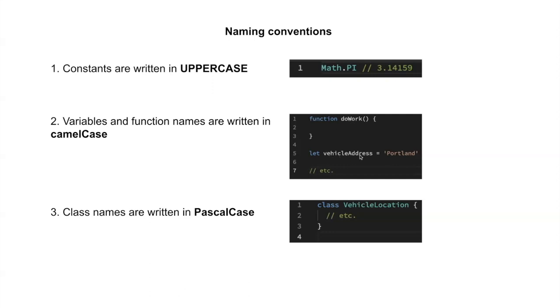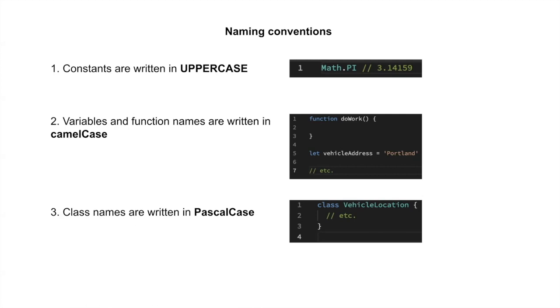And we also have an example of a variable underneath on line 5. So the name of the variable is vehicleAddress. Again, this is a variable, so it should be written in camel case. So the V is in lowercase, and the first letter of the second word, address, the letter A, is in uppercase.